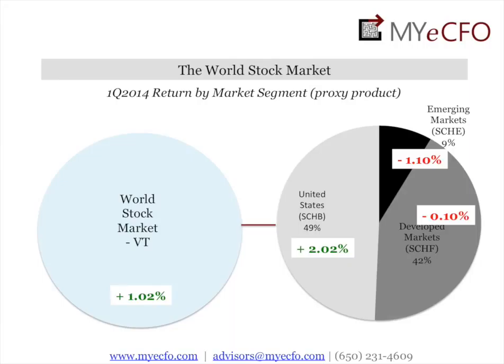So what does that look like? What does the world stock market look like? Well, if you look at the components, it's usually about 49% the U.S. So 49% of the money goes to the U.S., developed markets 42%, and about 9% is made up of emerging markets. And in the labels there, I showed what the performance looks like. So you can see that the U.S. did really well in the first quarter. Emerging markets did terribly, and developed markets were almost even.